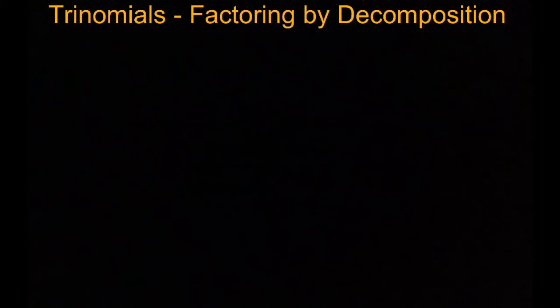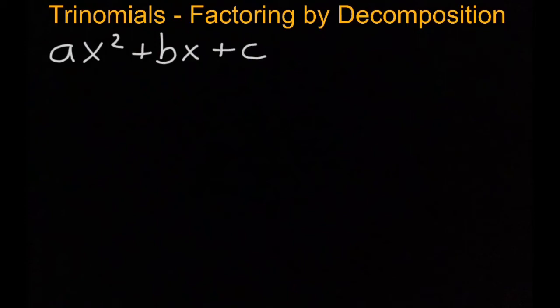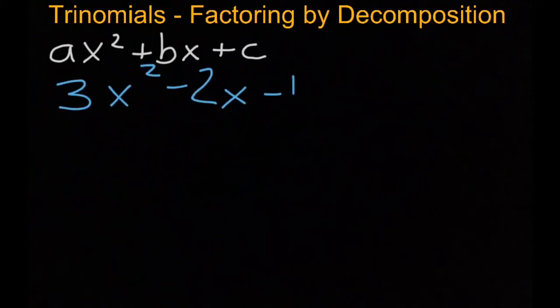So, this is the basic trinomial formula: ax squared plus bx plus c. The a and b values represent the coefficients, and the c value is the constant term. Let's say we are given the trinomial 3x squared minus 2x minus 1. To factor something like this, we want to find two numbers that can add up to the b value and multiply up to the product of a times c. Let me show you.